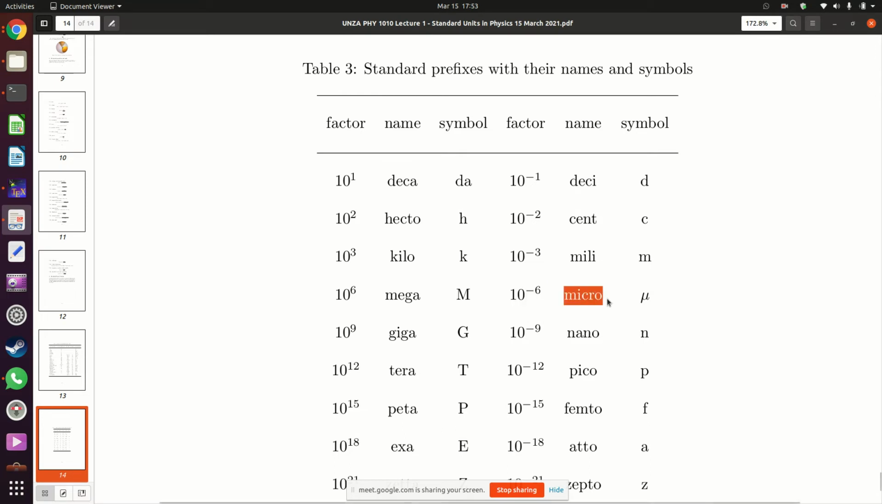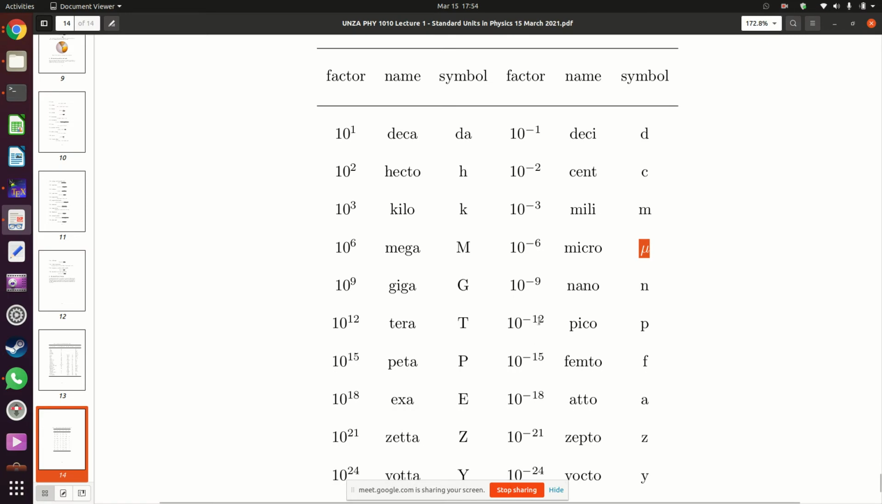So you have 1 meter, you chop it into 1,000,000 equal bits, then each of those bits is called a micro. Same thing for 10 to the power minus 9: you chop your meter into 1,000,000,000 equal parts, then each of those parts is what's called a nano. The symbol is N. This one is pronounced mu, Greek. Then 10 to the power minus 12 is what's called a pico. Then 10 to the power minus 15, femto, symbol F.